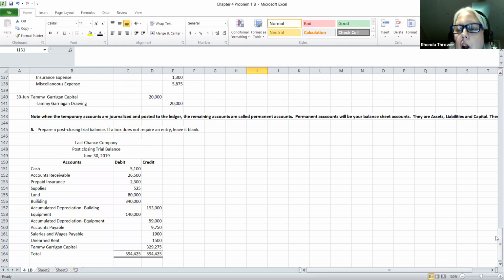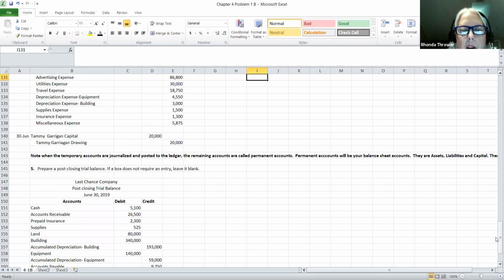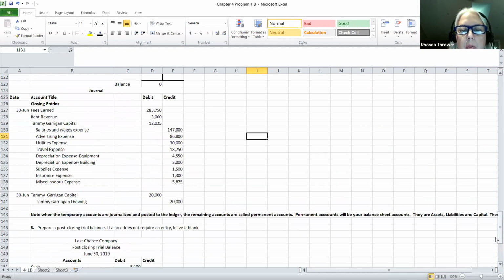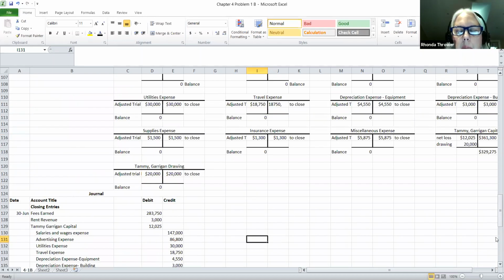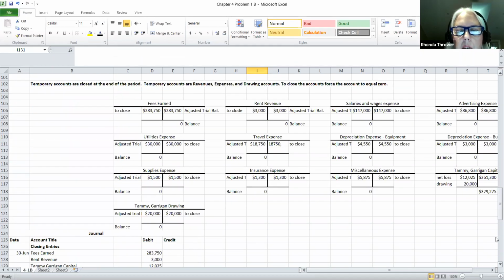And these are all of the steps of the accounting cycle. So in chapter 4, we do the remaining steps of the accounting cycle, which are to prepare your financial statements, prepare your closing entries and put them in a journal, post your closing entries to the ledger, and prepare a final post-closing trial balance. And we're through with all the steps of the accounting cycle.